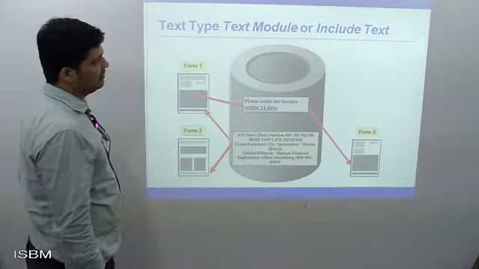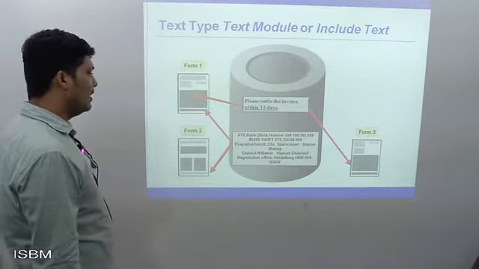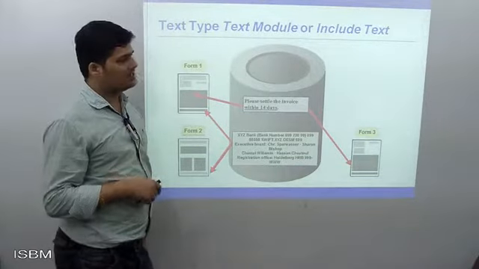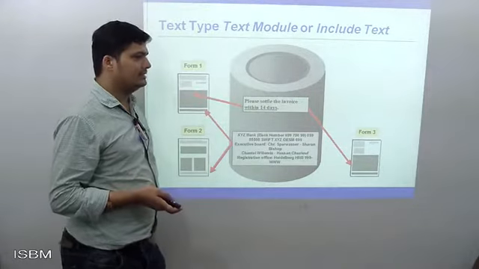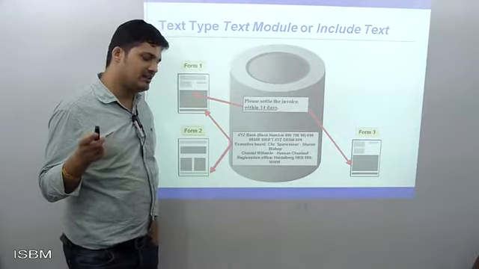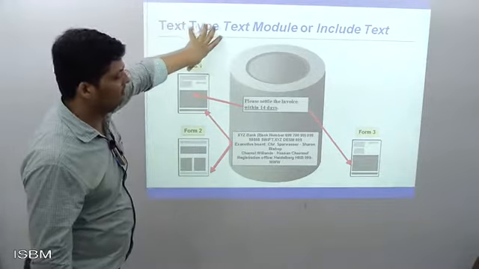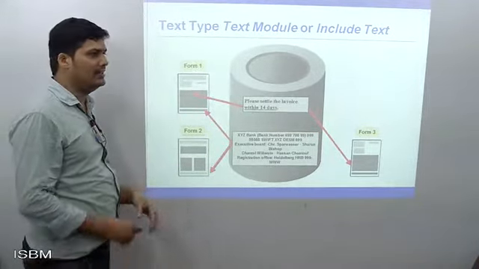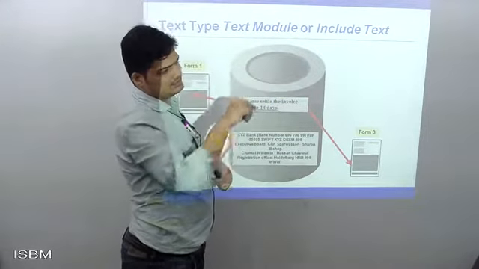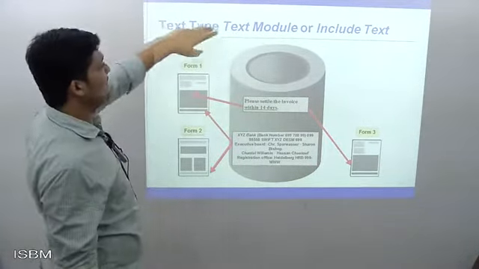Then we have the text type, text module, or include text. In SAP we have a facility for include text. Include text means you do not want to write your text directly into the form. In this condition, SAP provides the facility that you can write text in the standard text. In SAP there is a T-code called SO10, which has a text field where you can write your own text. SAP has a facility to include that text in the smart form, and it will show in the output.